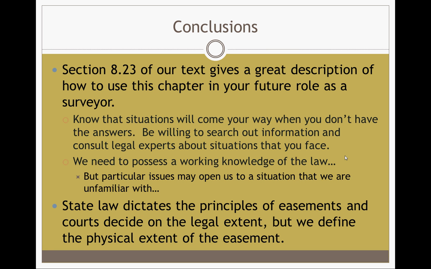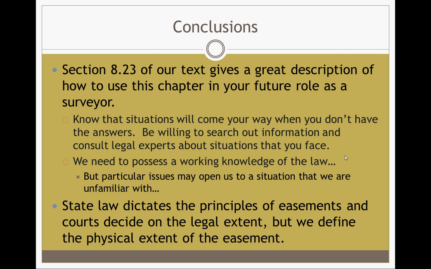There are a lot of easement questions on the fundamentals and the professional surveying exams from what I've seen. When I took the fundamentals, I know there were at least 8 questions on easements, and that's important. You know that situations will come your way when you don't have all the answers. In that case, be willing to search out information and consult legal experts. If you know someone that deals with land law, talk to them about situations that you may be facing.